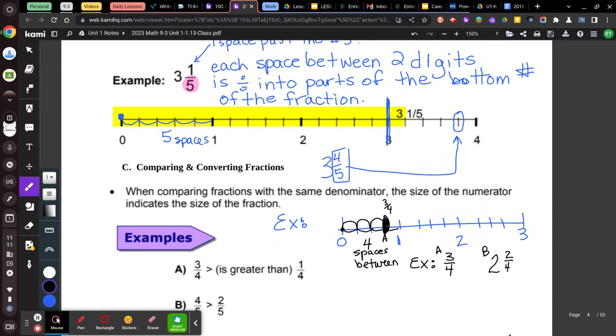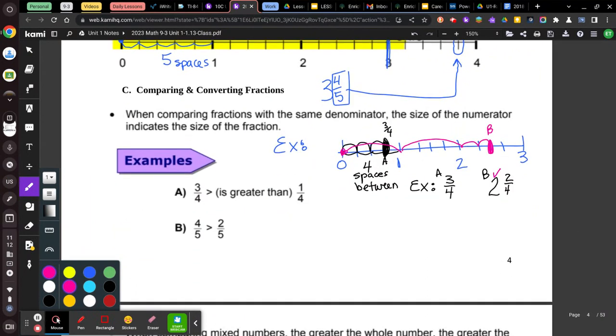2 spaces. So we're going to go this guy right here for B. I'll use a different color for him. So I'll start here. We're going 1, 2. There's my 2 wholes. Now I got to go 2 spaces after. So right there, that's where my letter B would be found. He's exactly halfway between the number 2 and the number 3. Okay? Because 2/4 is exactly half.